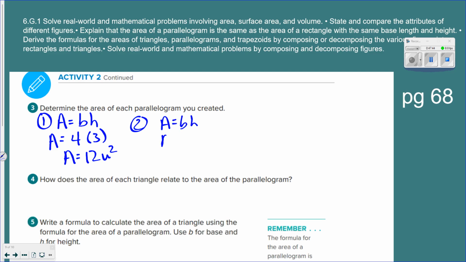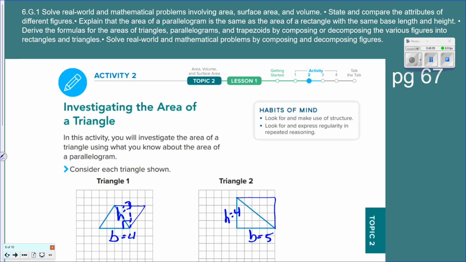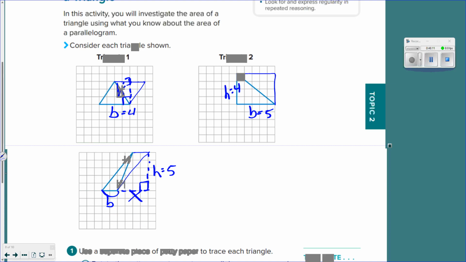For the third one, here's the tricky one. I had a base of 2, height of 5, so 10 square units. Okay? Guys, here's why that last one was tricky. The first 2 should have been pretty simple, but remember, my base is only 2. When I had to draw to the magic box, this is not actually part of the figure. That's only to tell me where that perpendicular line is.